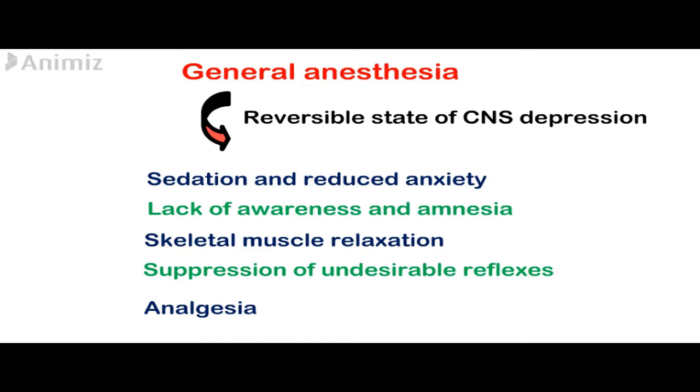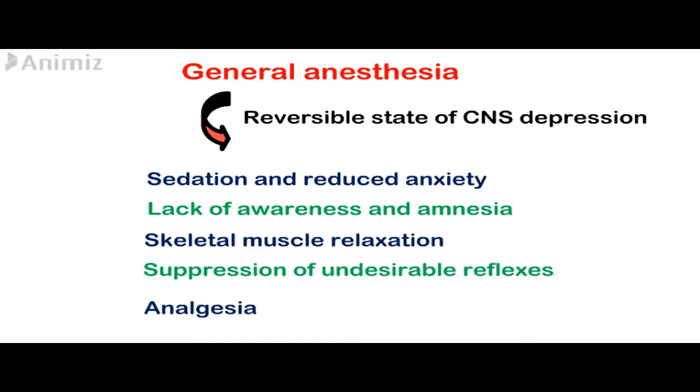The first one is to sedate the patient and reduce his or her anxiety and also lack of awareness and amnesia. The third one is skeletal muscle relaxation, which is very important for any procedure, and also it suppresses the undesirable reflex, and also it provides analgesic effect. No single agent can provide all these desirable properties. Several categories of drug are combined to produce the optimal anesthesia.